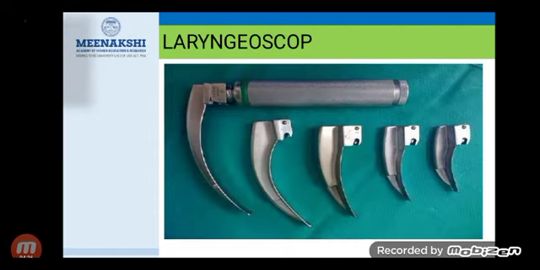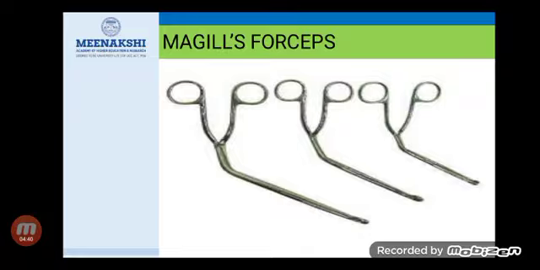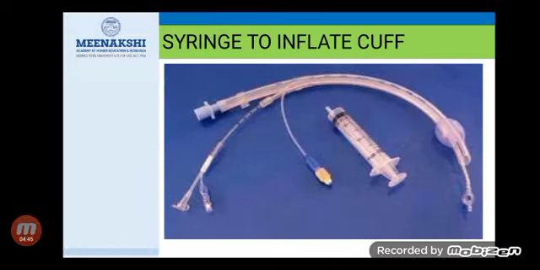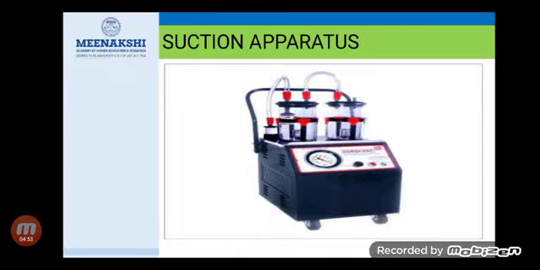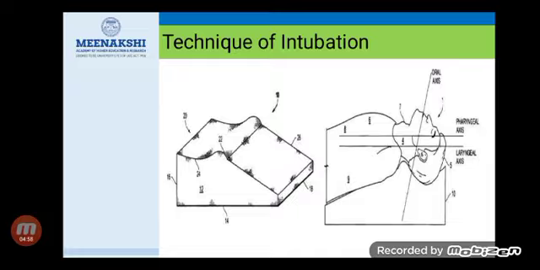Then the laryngoscope with the blade. This is a Magill forceps. This is a syringe used to inflate the cuff. This is a suction apparatus to remove secretions.